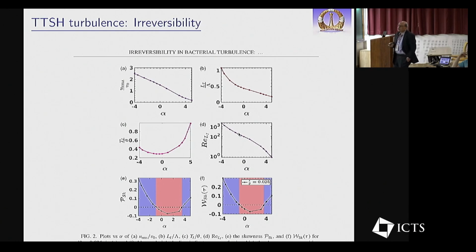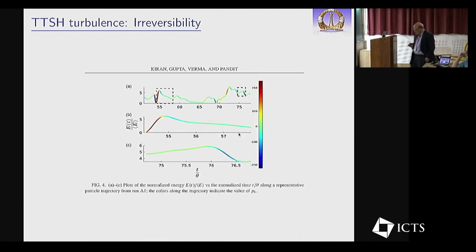And I won't show you every detail here, but to make a long story short, what we found is that for this particular type of bacterial turbulence, the skewness is the other way compared to conventional fluid turbulence. So, you gain energy faster than you lose it, rather than the other way around, which seems to be the case in conventional fluid turbulence.